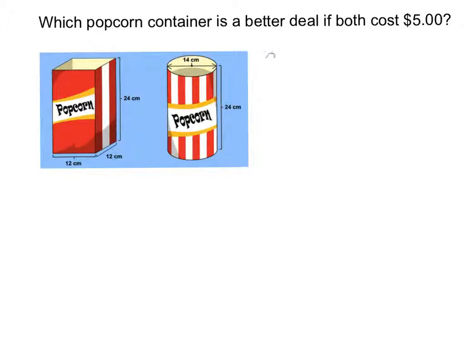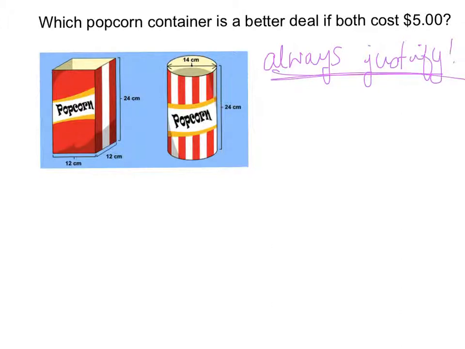And just like on your summative, you always justify. And if you justify your answer correctly, you can get it right. Always remember, do not forget to justify, though. So, for finding the better deal, we should find the volume of both containers.